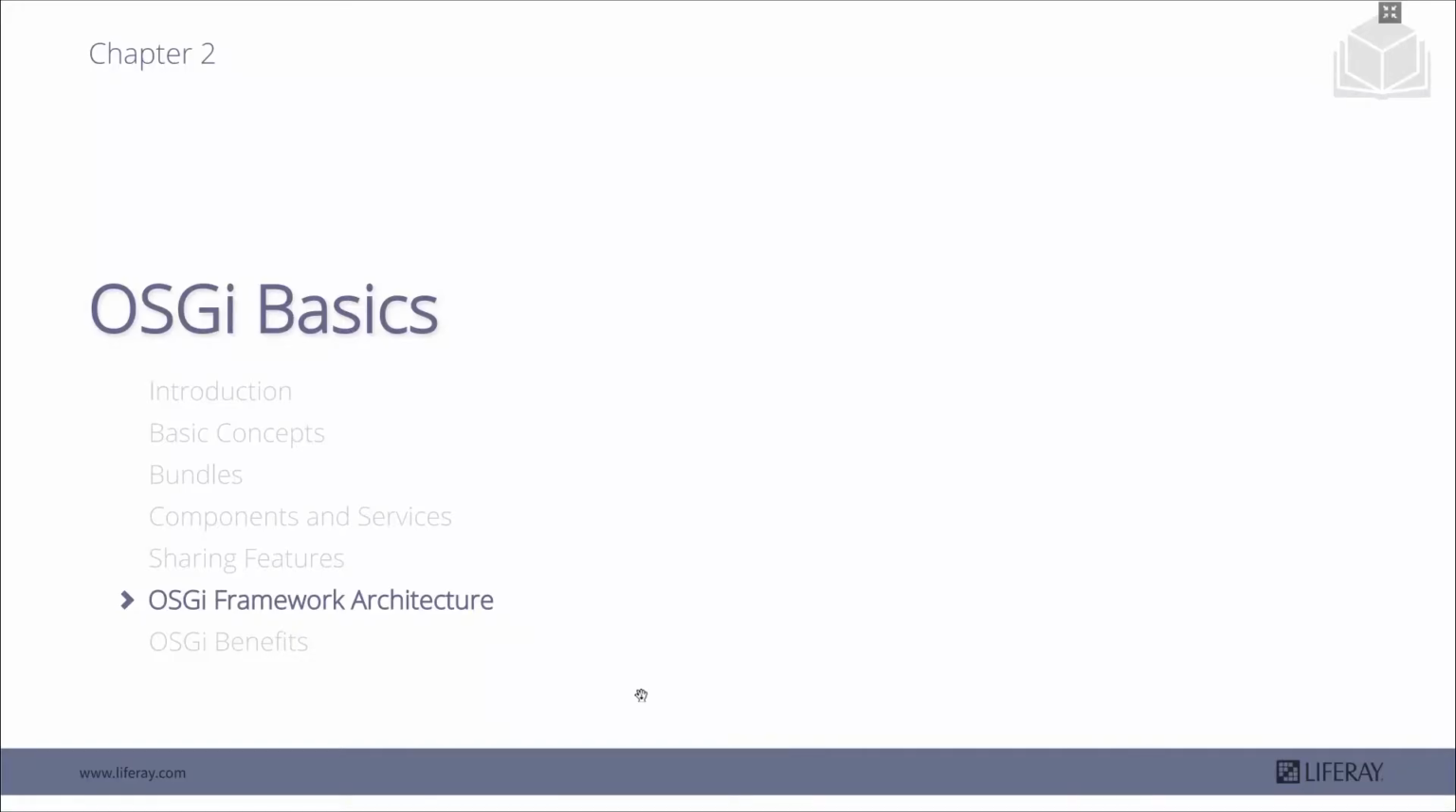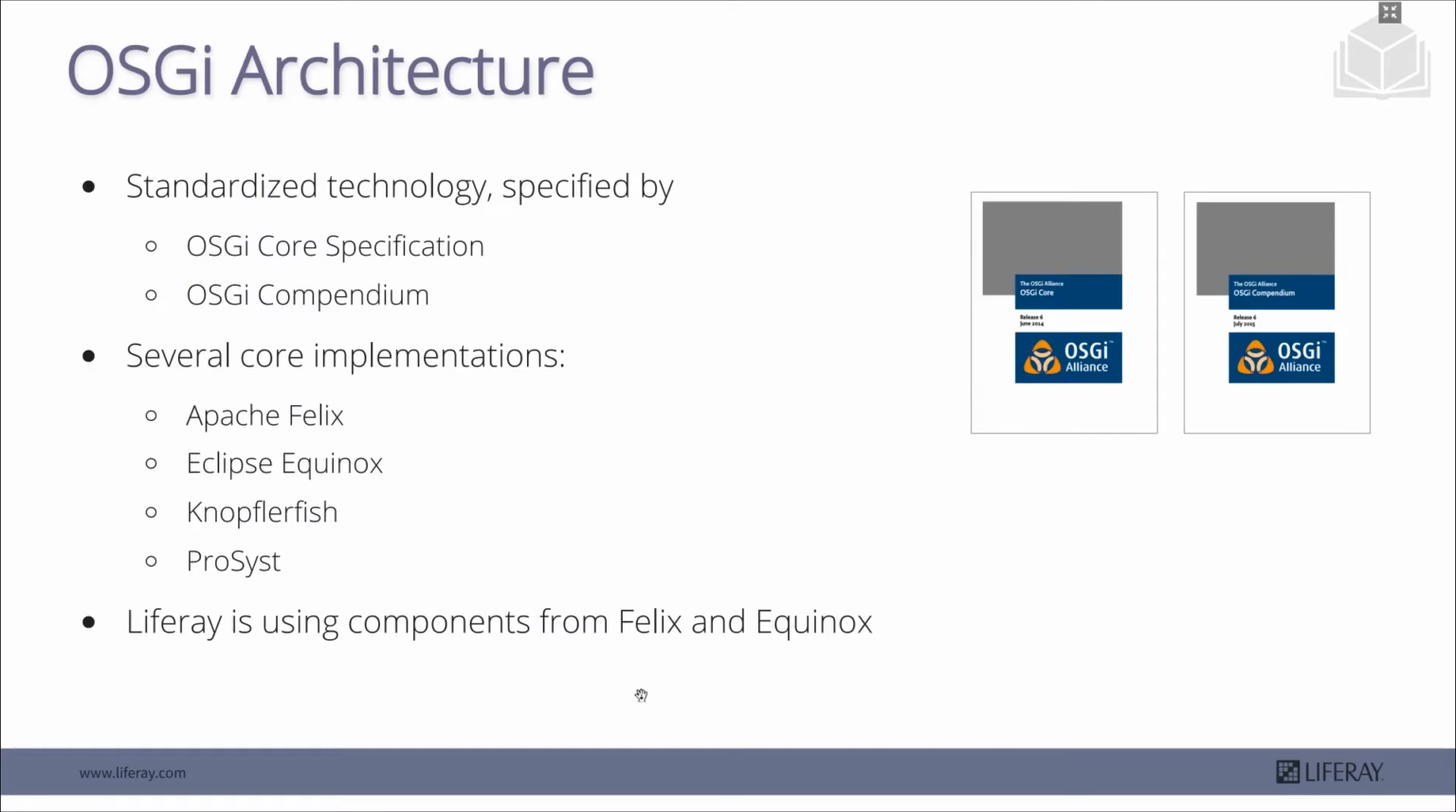Very good. We have taken a look at the big ideas surrounding OSGi. We've taken a look at bundles, and at what can go inside of bundles with components and services. We see how we can share features of bundles using the export-import header, as well as a couple others. Now let's get into some more of the details of OSGi by taking a look at the OSGi framework, so the architecture of OSGi.